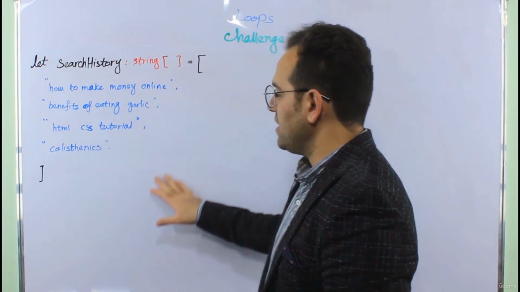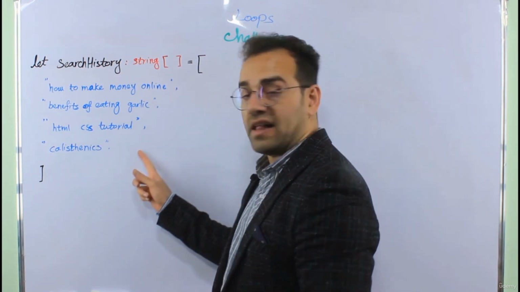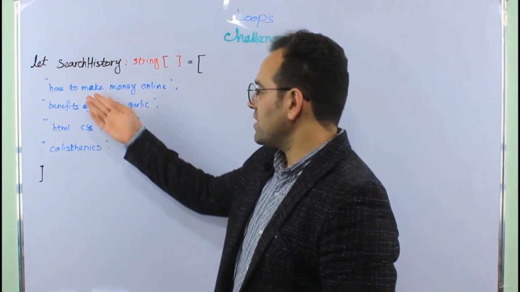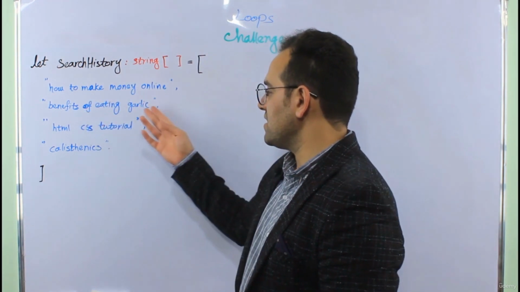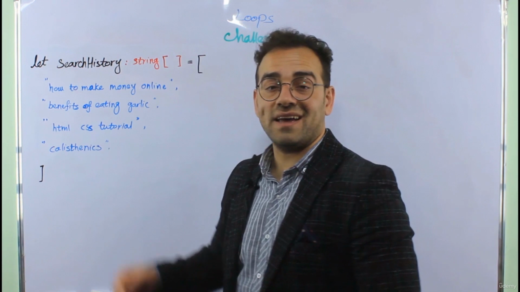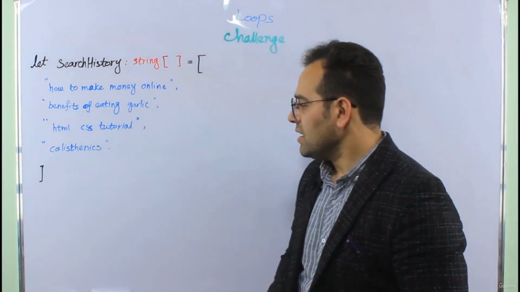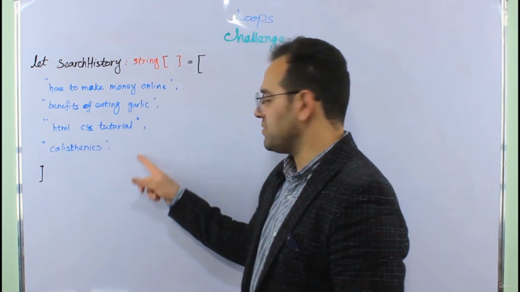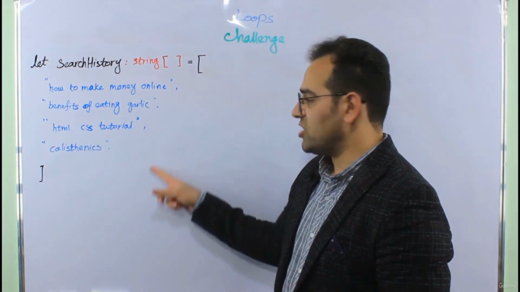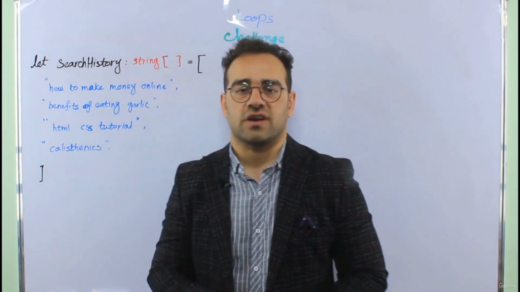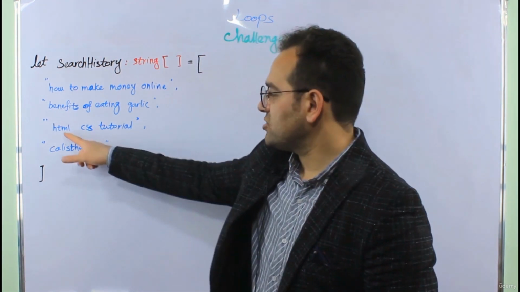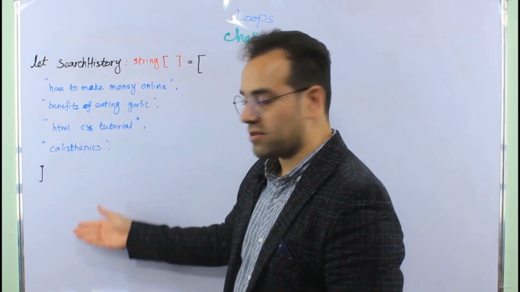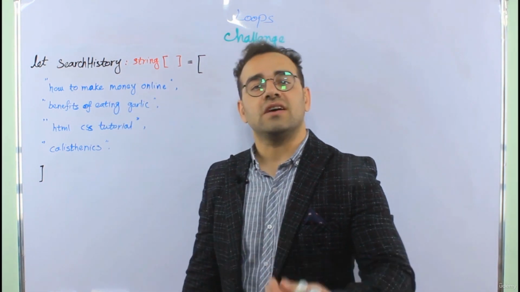So we have this array. This array stores values, and each value is a search term. So one is how to make money online, benefits of eating garlic, HTML CSS tutorial, and calisthenics. Now, our task is to sift through these, and based on each entry, we need to find two different keywords. One keyword is HTML and the other one is CSS. Now it's easy to find it just by looking at this, but we need to find it programmatically.